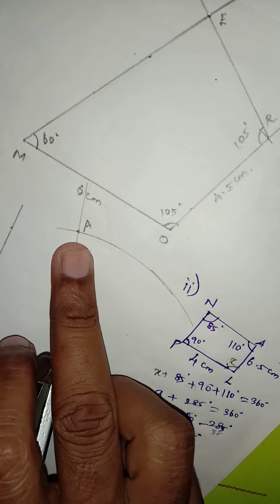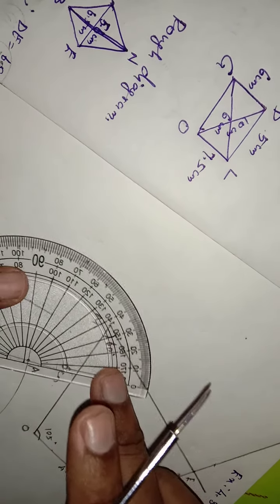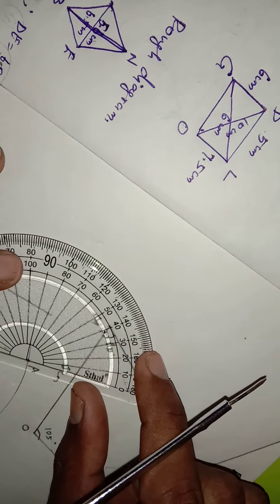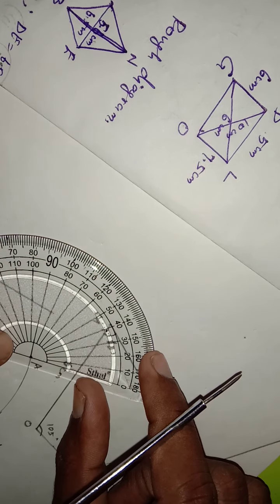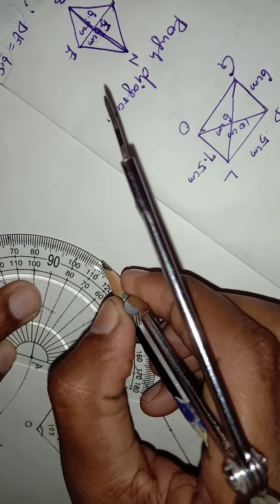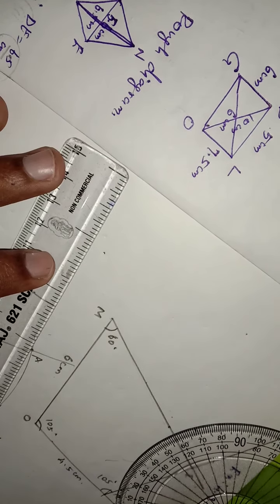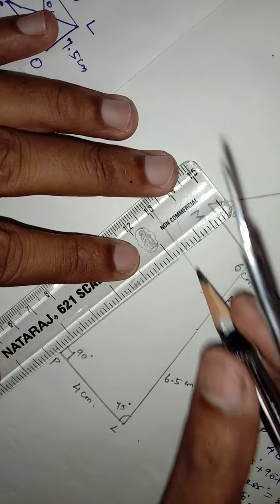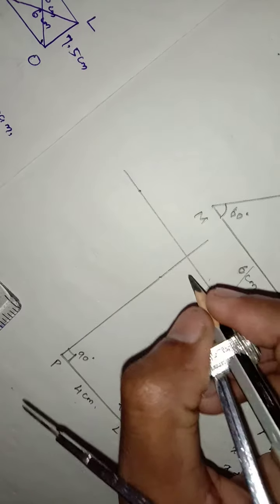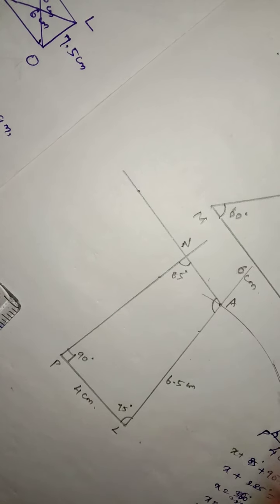Now on A, we can measure 110 degree, like the previous question. So keep protractor on A and measure 110 degree. This is an obtuse angle, greater than 90 degrees, so you want to take this one as 110. Just join this, similar to the previous question. The only thing is you want to find the unknown angle first. Where these 2 lines are meeting is N. So this is definitely 85 degree and this is 110 degree.